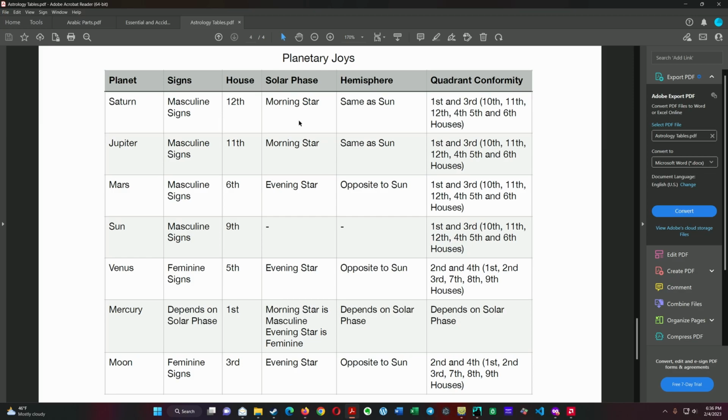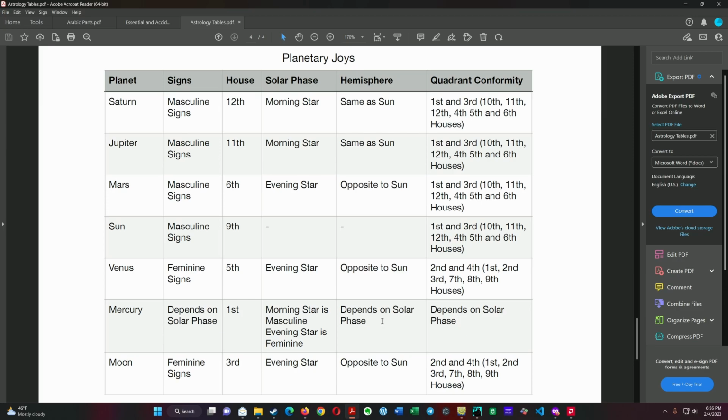And joy by solar phase is basically, again, corresponding with its gender. So if it's masculine, it wants to be morning star. If it's feminine, it wants to be evening star. Mercury can go either way. It totally depends. If it's masculine, it wants to be in the same hemisphere as the sun. If it's feminine, it wants to be in the opposite hemisphere of the sun, which doesn't happen very often.